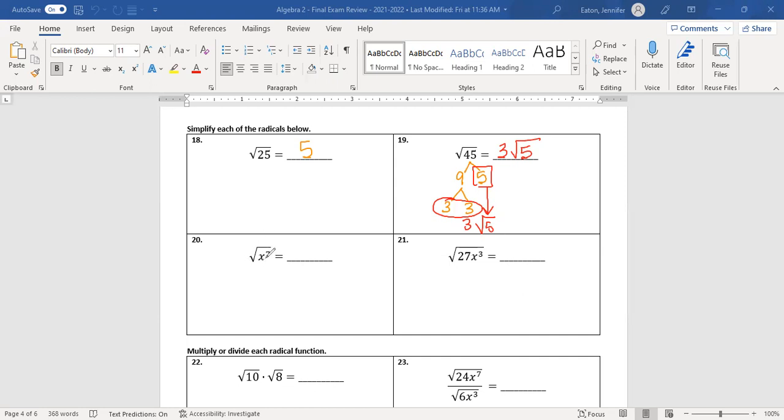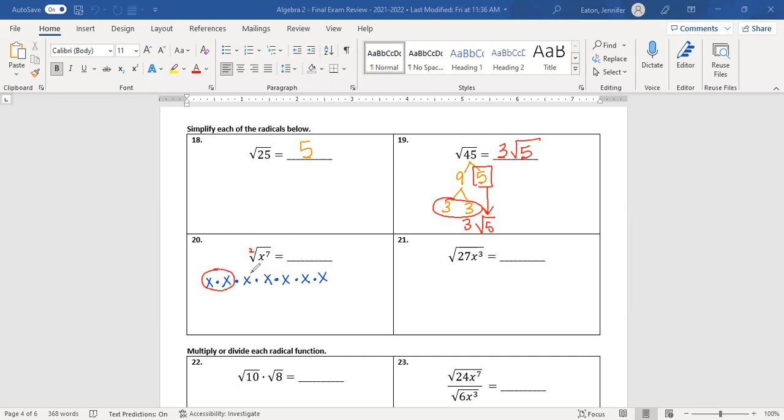So we write out as many x's as we have. So this is x to the 7th, so I'm going to write out 7 x's. So 1, 2, 3, 4, 5, 6, 7. And now it's a square root. Now remember, a square root's like a little tiny 2 there we don't write. So we're going to circle these in groups of 2.